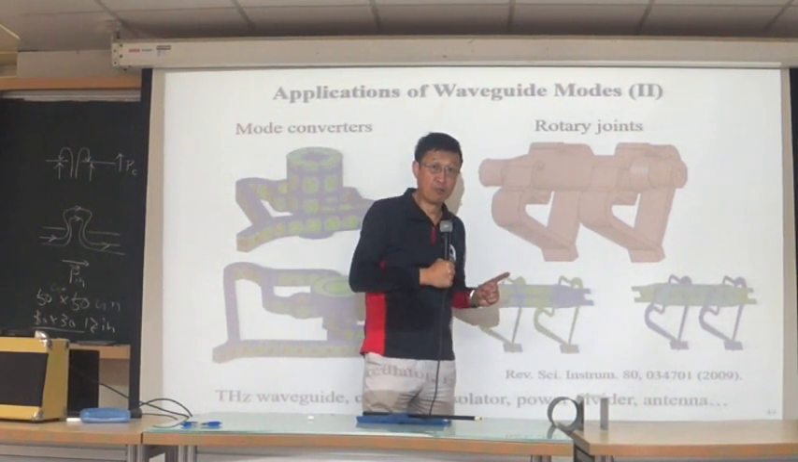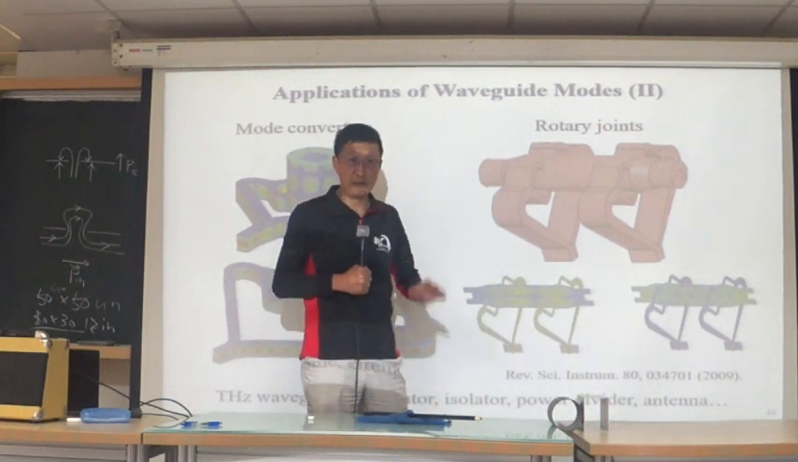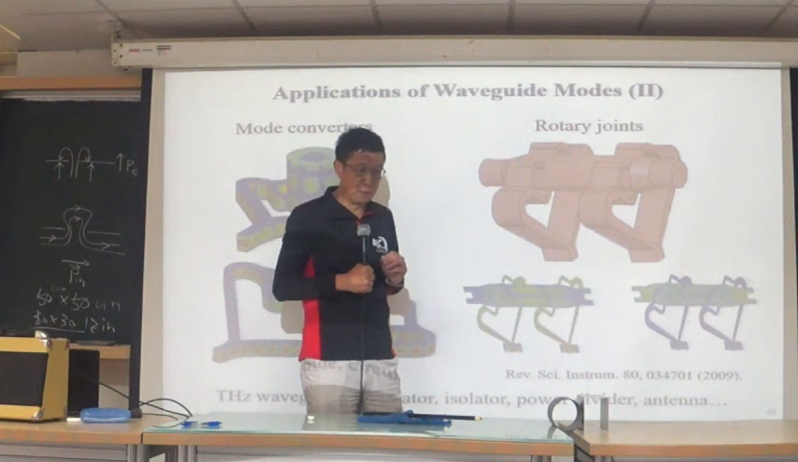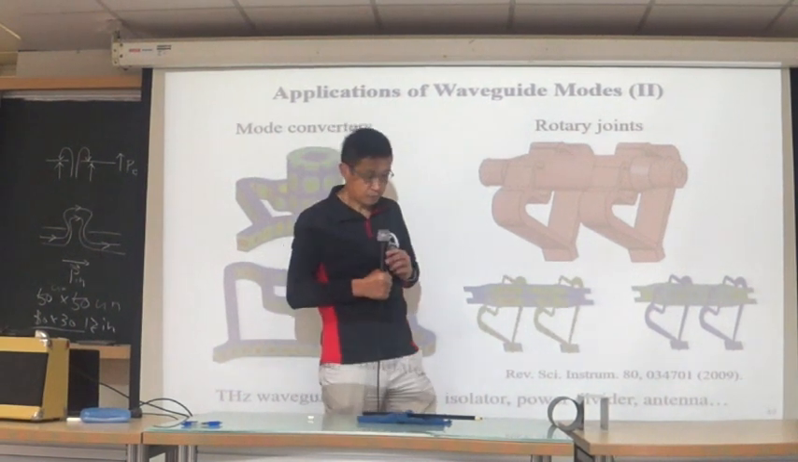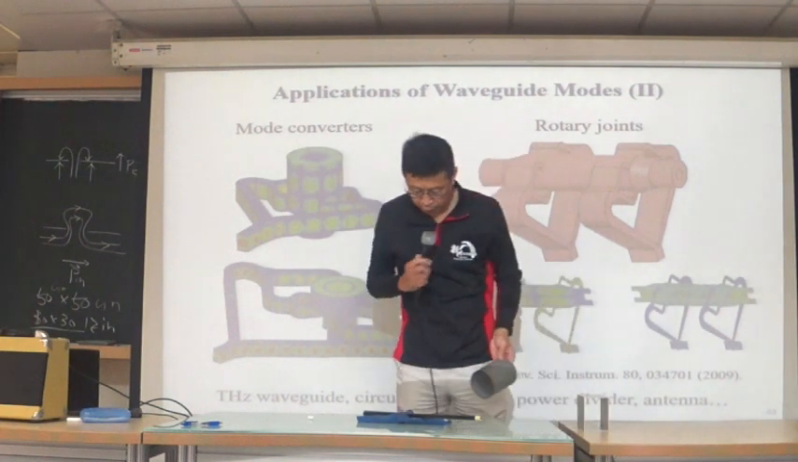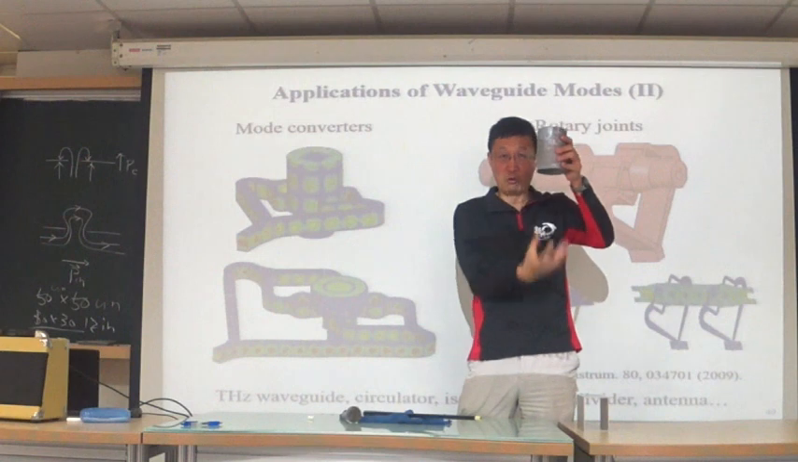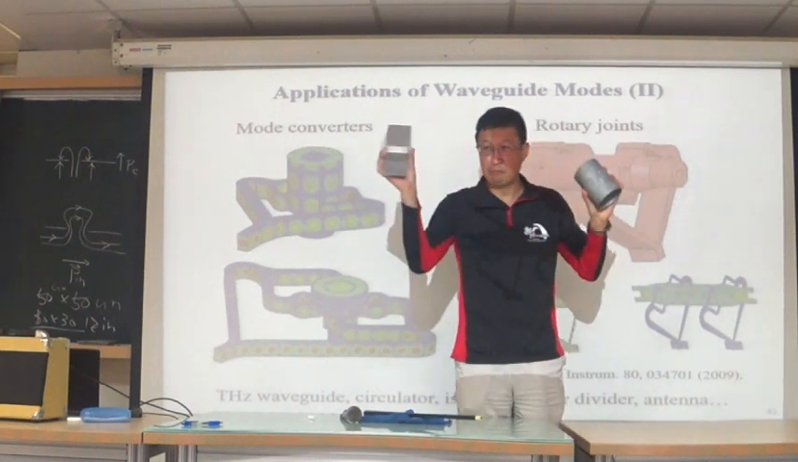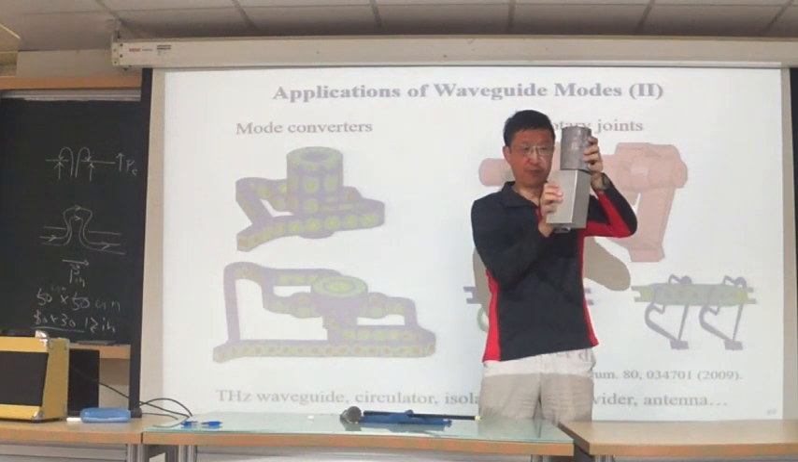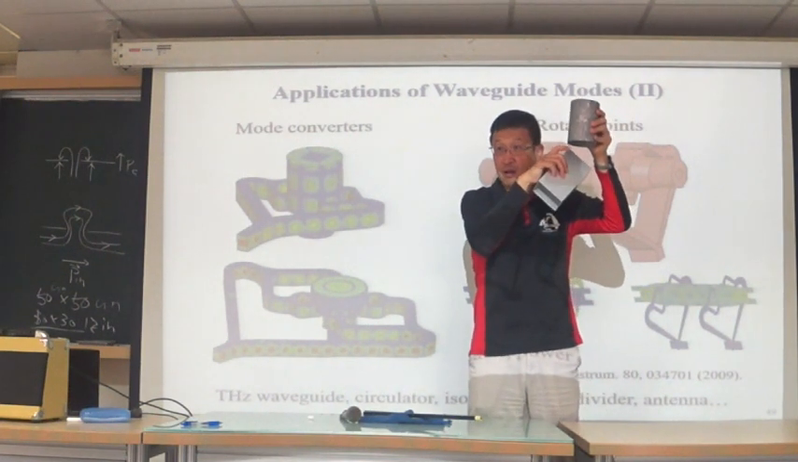TE01 mode. Once you can excite this mode, you can minimize the transmission loss. For example, we have a waveguide here, we have another waveguide here, and this one is rotatable. Just imagine this is circular. Rotating, and you will generate some gap.